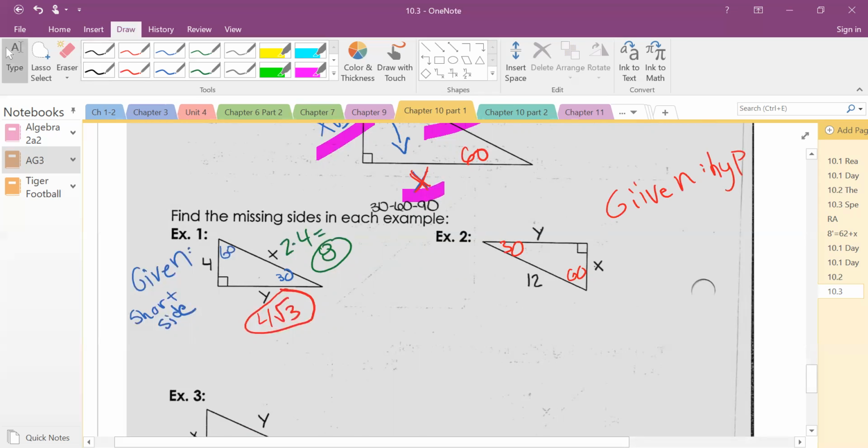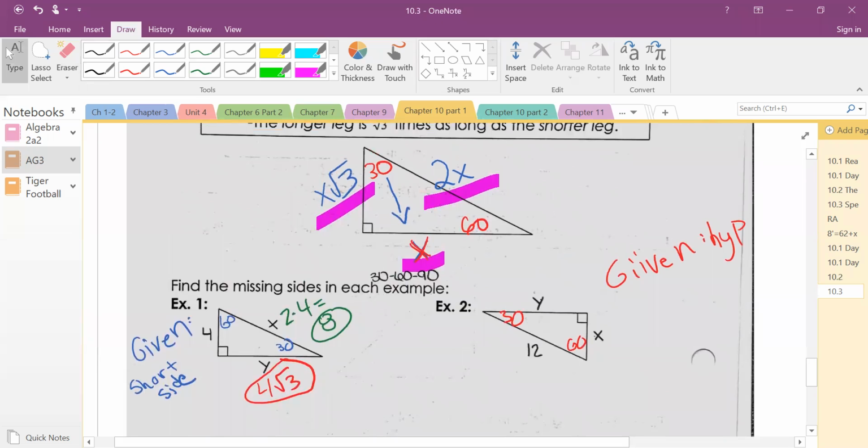All right, so we need to work backwards here. This is the opposite of the last problem. Based on the given hypotenuse, I need to solve for x and y, the shorter side and longer side, legs really.